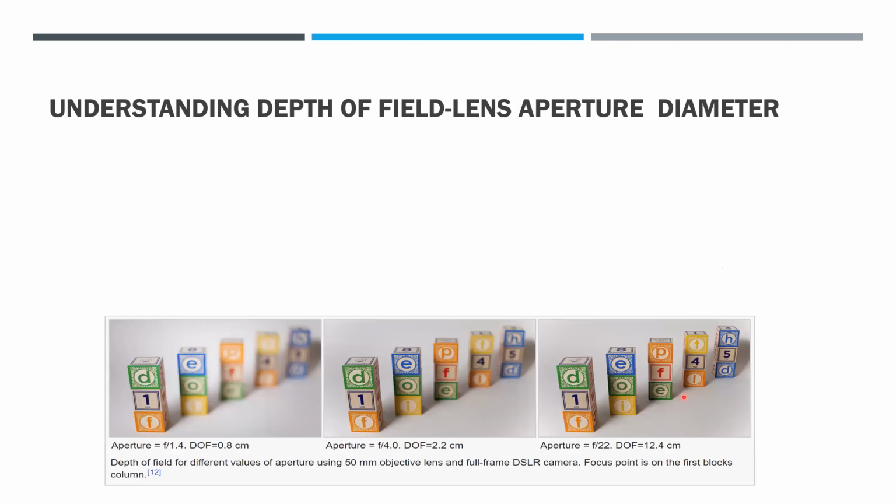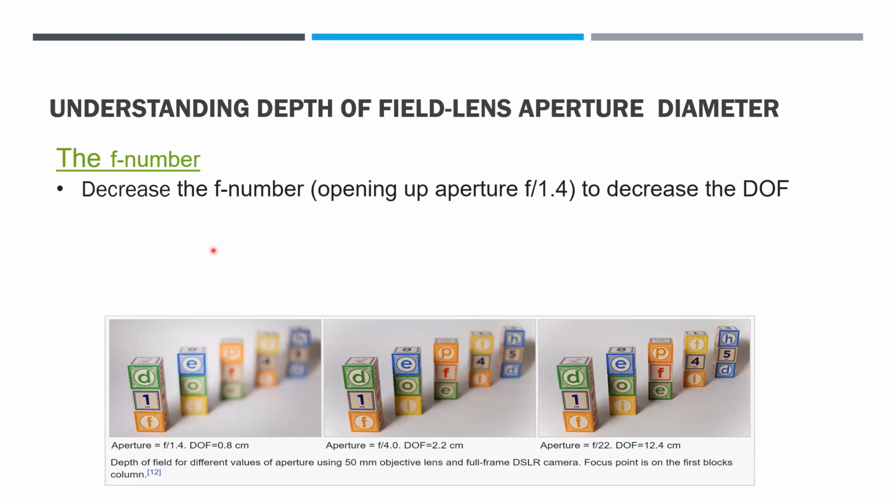So in this particular example, decreasing the F number or opening the aperture, say to 1.4, will decrease your depth of field. Here you can see the first three numbers in sharp focus, and everything behind it is blurred. And everything here was taken with a 50 millimeter lens. Okay, this is not my photo.